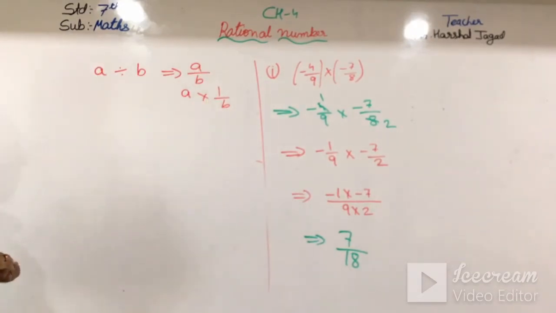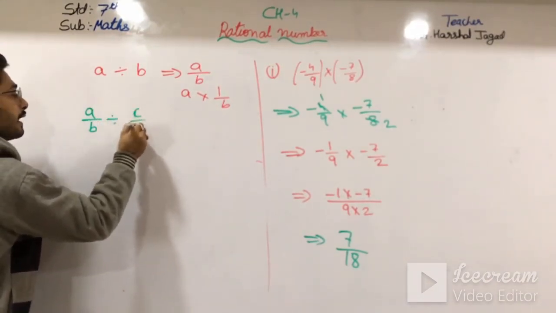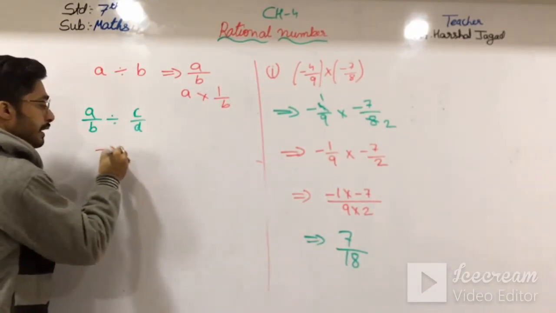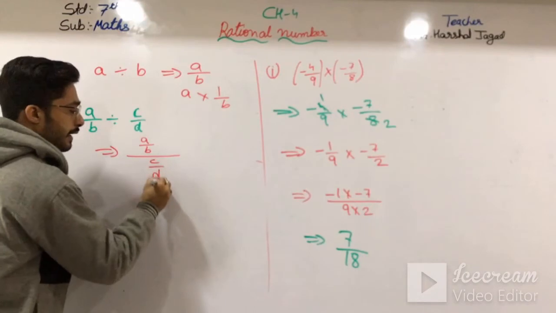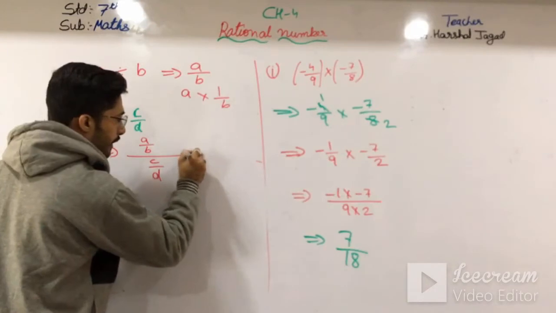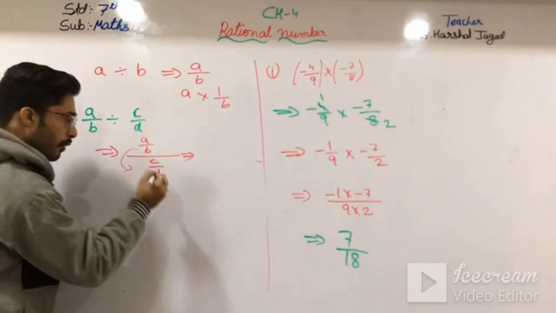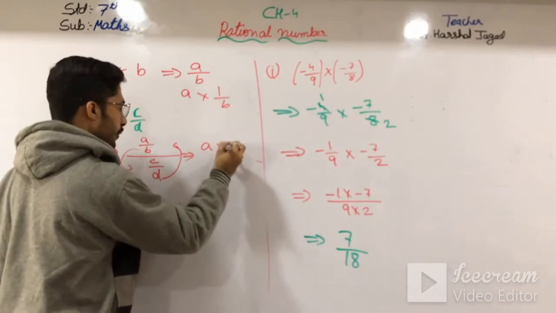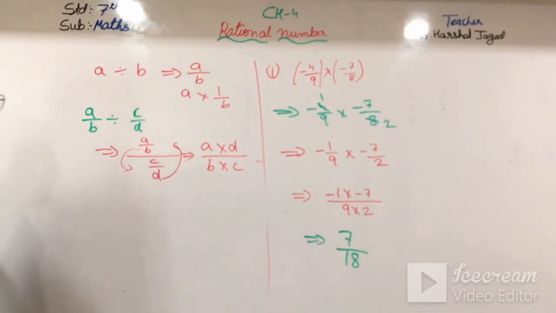So if it is given A by B divided by C by D, then we can write it as follows: the numerator goes to the denominator and the denominator goes to the numerator. So A into D divided by B into C. So this is our answer.